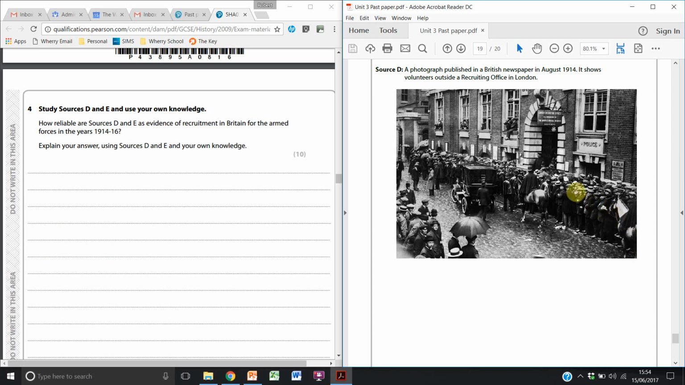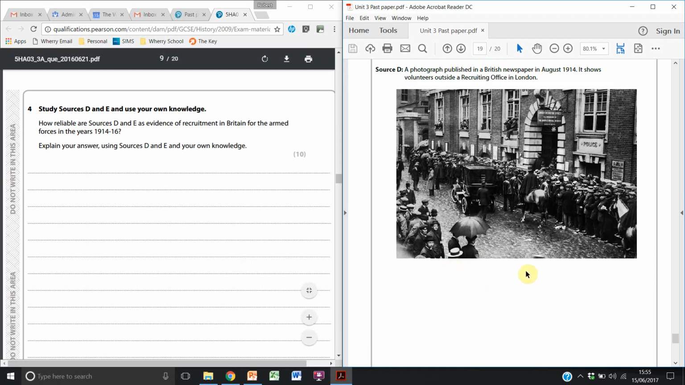Look at the fact that many of the men are actually looking directly at the camera. So again, that reduces the reliability of this source because it's been created and staged, or possibly staged, to make you think in a certain way.